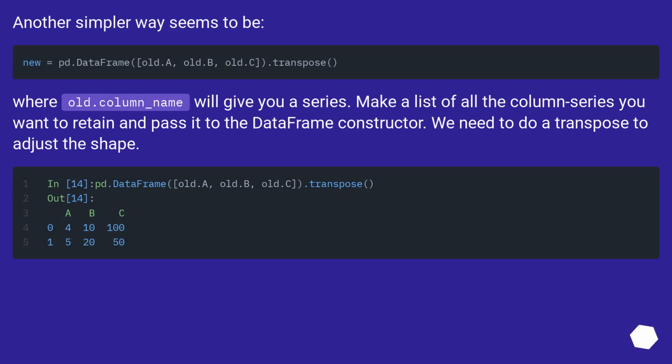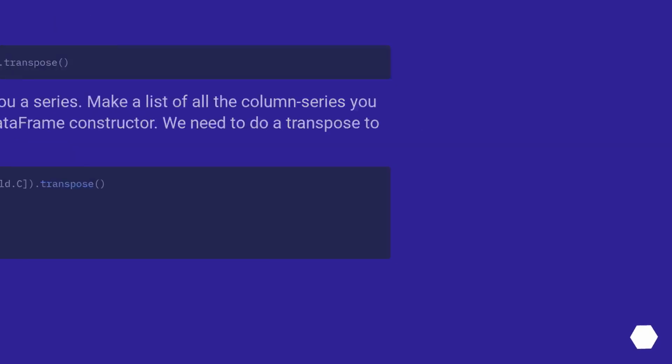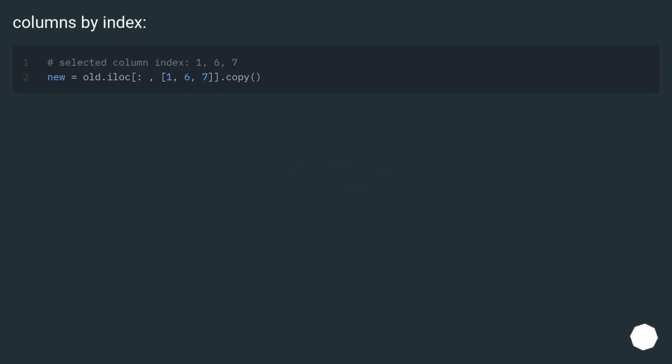where old.column_name will give you a series. Make a list of all the column series you want to retain and pass it to the data frame constructor. We need to do a transpose to adjust the shape. Columns by index.